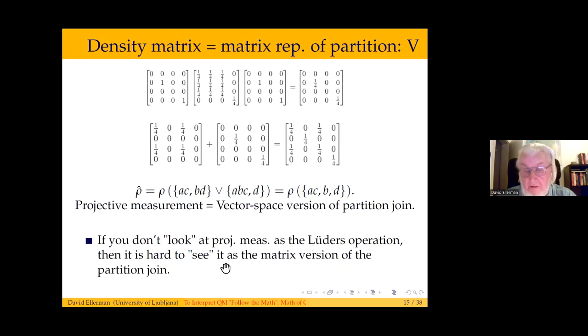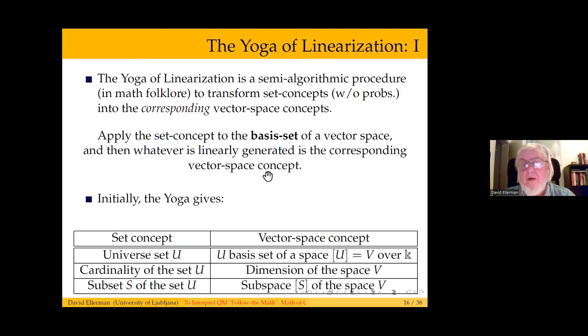But if you don't look at the projective measurement operation in terms of density matrices or the Lüders treatment of it, you won't see this connection to partitions. So you've got to see the quantum theory math in the right way to see where it's all coming from down at the logical level. Okay, so that's the treatment of density matrices.